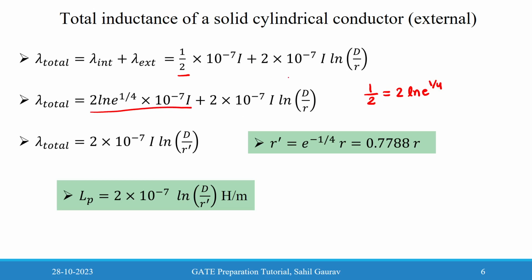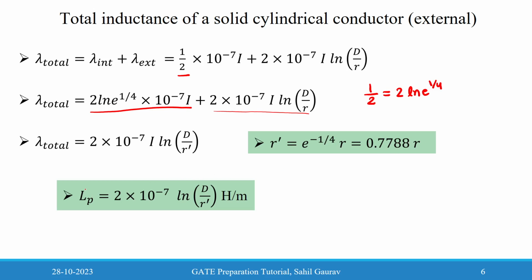And the external flux linkage at a distance d we can write like this, and then we can get the total flux linkage. If you just sum all this up, the terms inside the ln will add up. So we can write d divided by r dash, where r dash is e to the power minus 1 divided by 4 into r. This is very important, that is 0.7788 r.